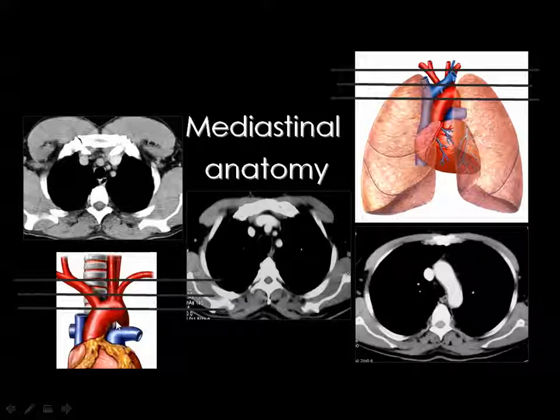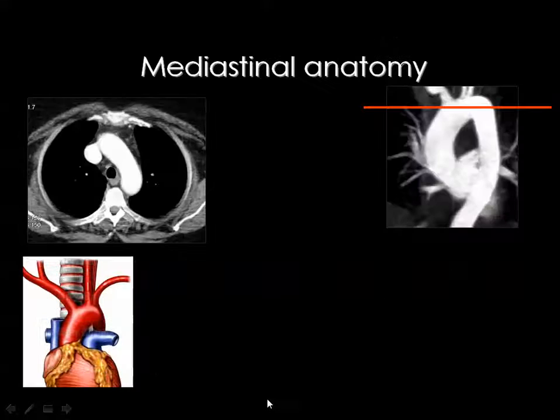Then if you go below the arch of the aorta, you will meet the pulmonary artery. Let us see.